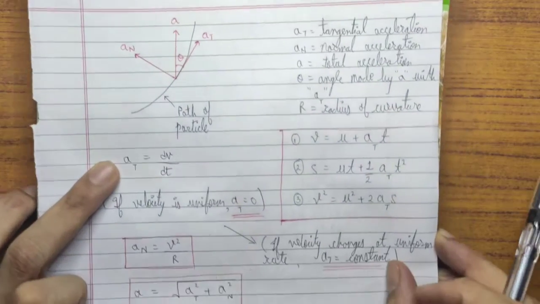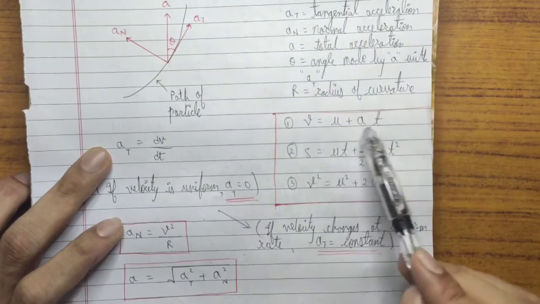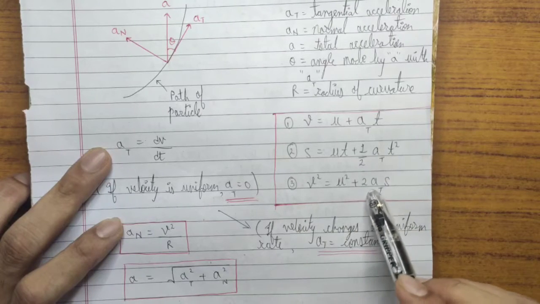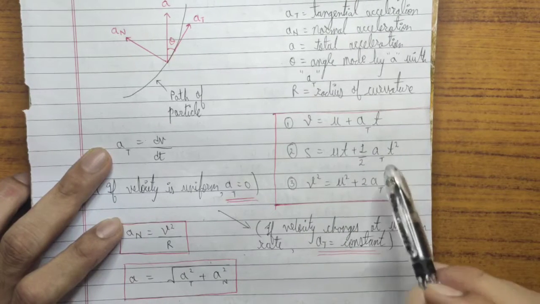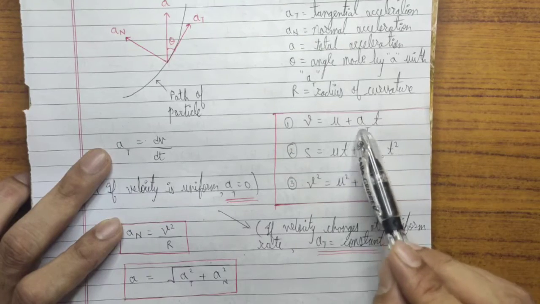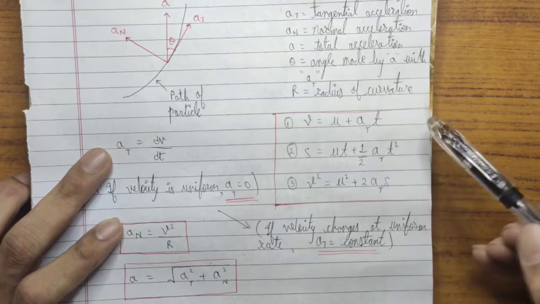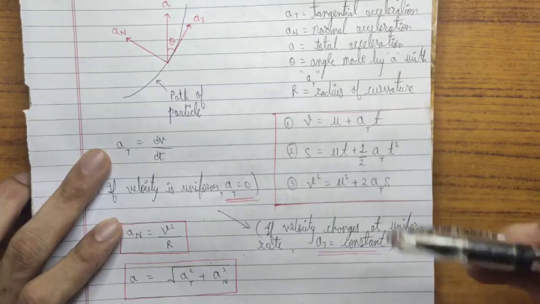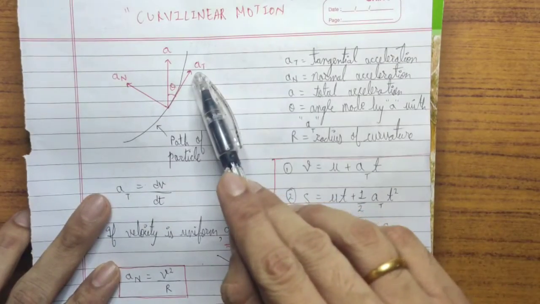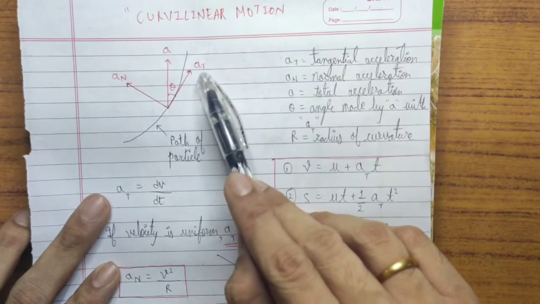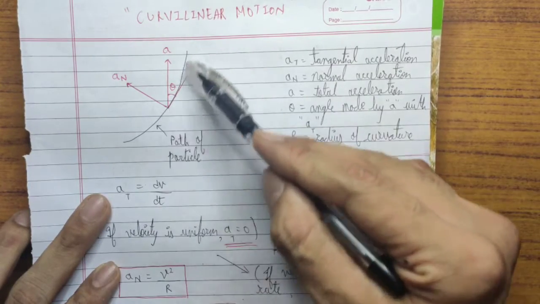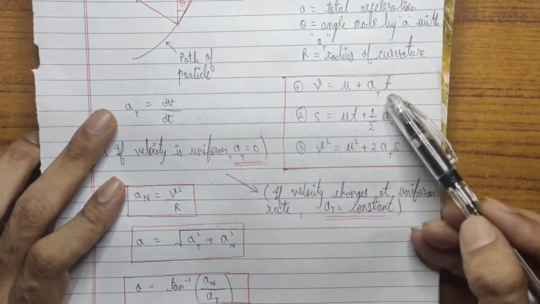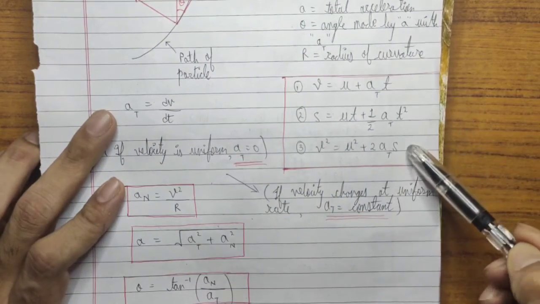We know the conventional formulas: V is equal to U plus AT, S is equal to UT plus half AT square, V square is equal to U square plus 2AS. But instead of A, we have replaced A by AT in all these three formulas. Why? Because in this case our A is AT, that is tangential acceleration. This tangential acceleration is responsible for the linear motion of that particle. So for finding out AT, you can use these three formulas.